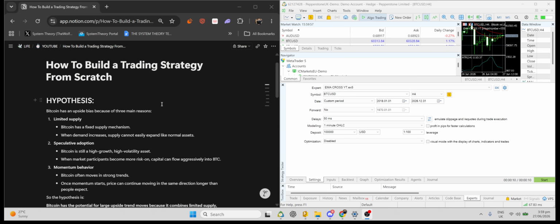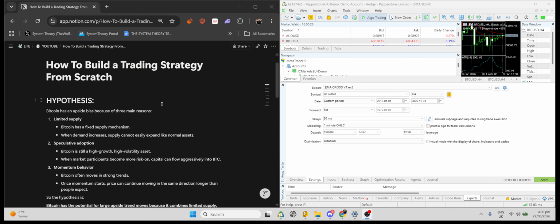Now, Bitcoin has an upside bias because of three main reasons. First, limited supply. Bitcoin has a fixed supply mechanism, so when demand increases, supply cannot easily expand like normal assets. Second, speculative adoption. Bitcoin is still a high growth, high volatility asset, so when market participants become more risk-on, capital can flow aggressively into Bitcoin.